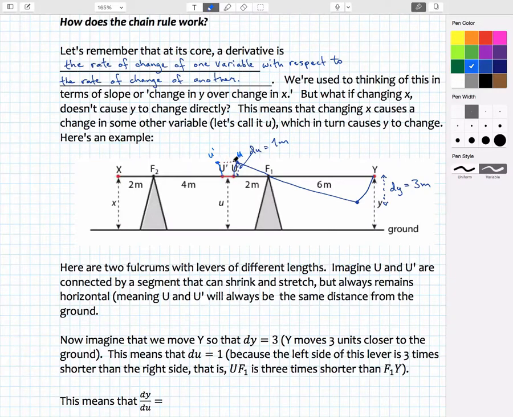But this segment connecting them is stretched, but it's always going to remain parallel to the ground, which means that U and U dash will always be the same height above the ground. So the height has changed the same as this U. So this is also du, which is 1 meter. Okay? So, we caused a change in y of 3 meters, which caused this change in u of 1 meter. Now we need to think, all right, how has that affected x?